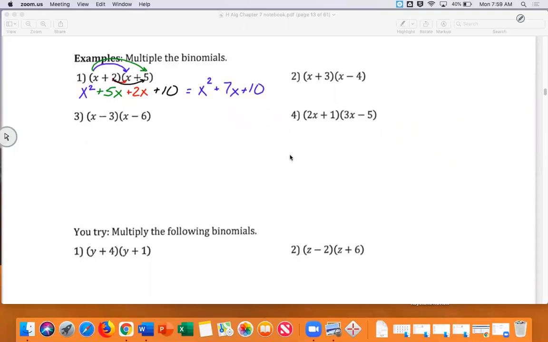Emma, does that make sense to you? Yeah. All right. You guys okay with that? All right, so that's FOIL.